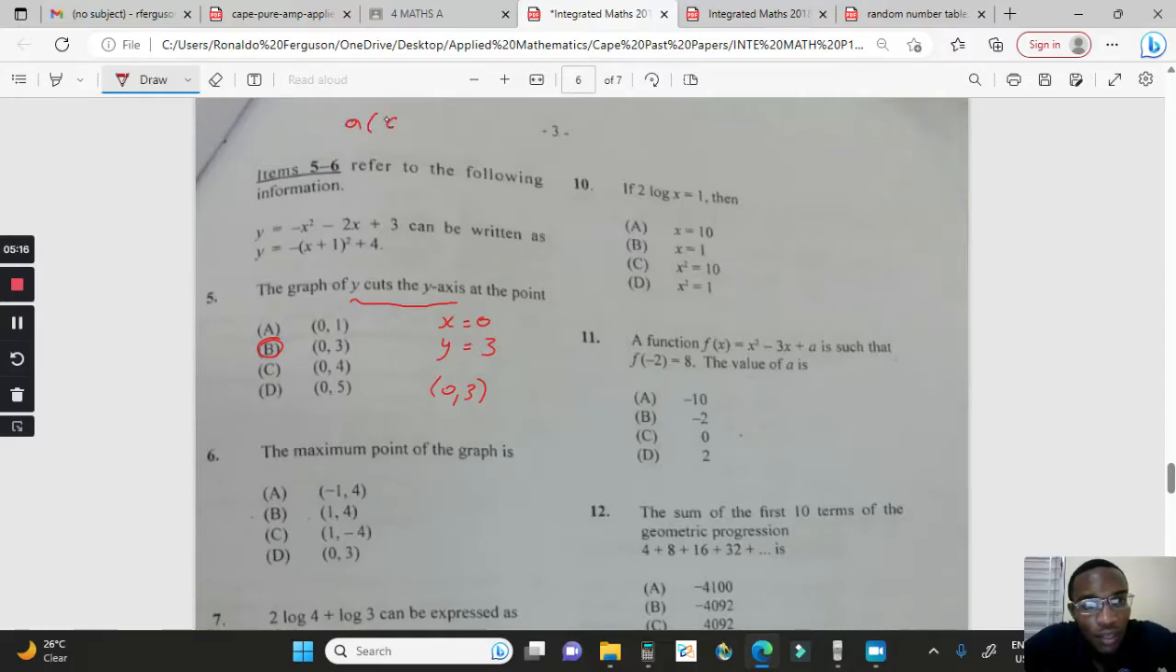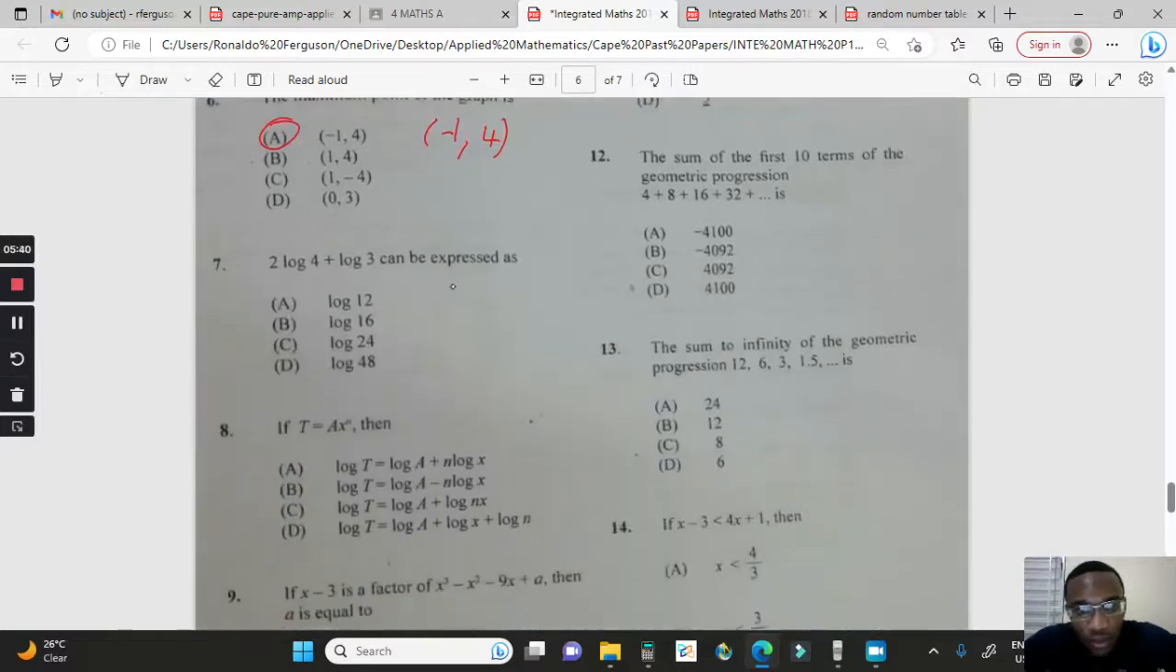Now they say the maximum point. Always remember the maximum point: when it's in the form a in bracket x plus h squared plus k, the maximum point is negative h, k. That gives us the maximum point. So h in this case is positive 1, so it's going to be negative 1, and k is just the y value out here. That's 4. So negative 1, 4. Easy.